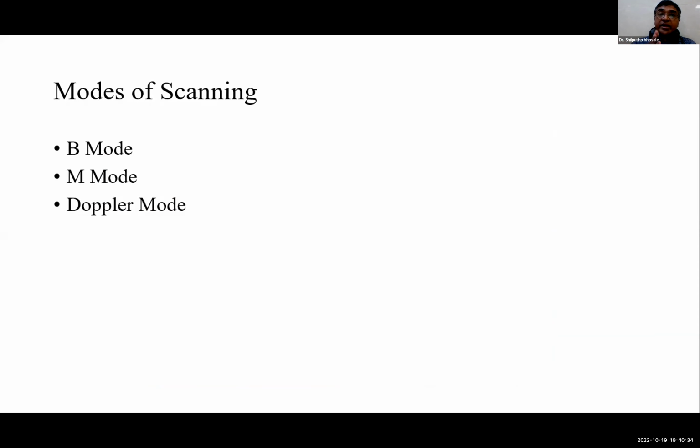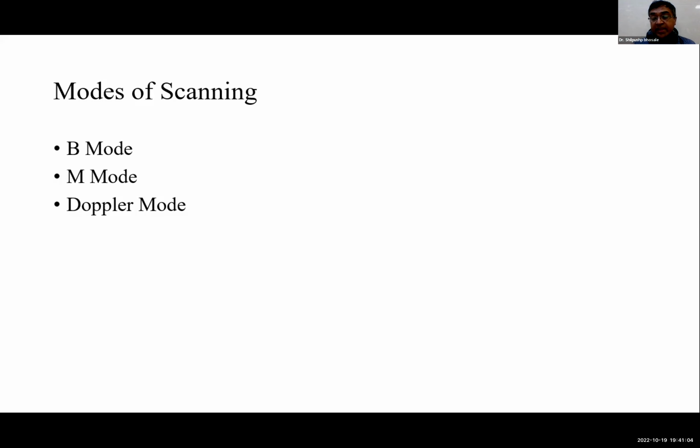So when you put a sample gate on a particular point or a particular line, whatever the image is at that point is depicted as a motion, as a movement mode. So that is what you need to know when you look at movement of the lung or movement of the cardiac valves. Those structures are assessed on an M mode. And the last mode is the Doppler mode.